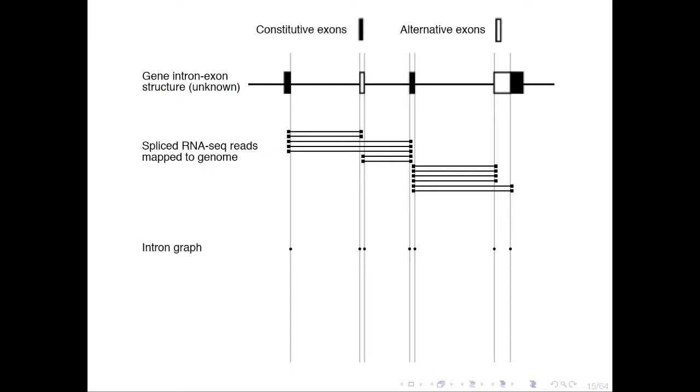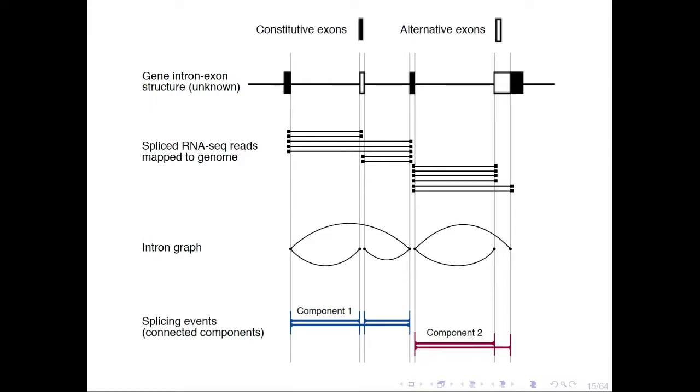Consider a graph where the nodes in the graph correspond to starts and ends of introns, or starts and ends of spliced reads equivalently. And we draw edges in this graph whenever we observe a spliced read between 2 of these nodes. The splicing components that we use are then just the connected components in this graph. So in this case, we'd get 2 splicing components, one corresponding to the left side of this constitutive exon and one corresponding to the right-hand side.